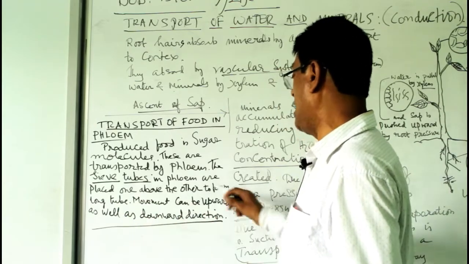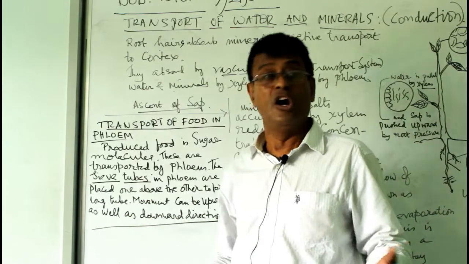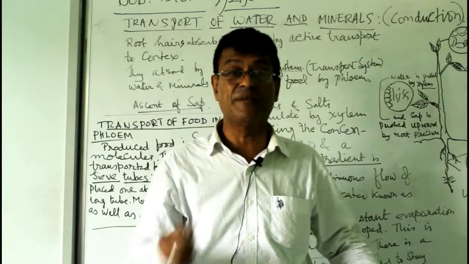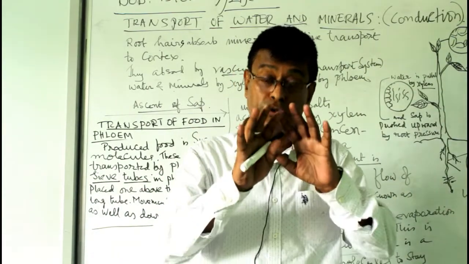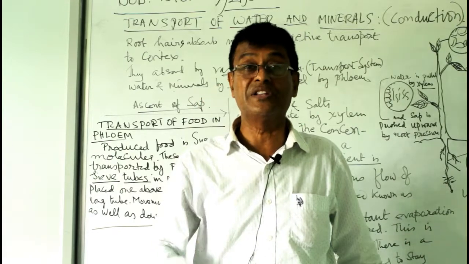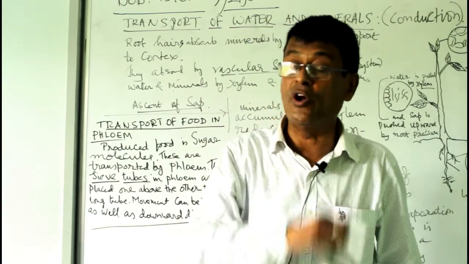The movement can be upward as well as downward, or to all parts, because the prepared food is required by the plants in all parts of the plant. Otherwise, the development or growth will not happen.